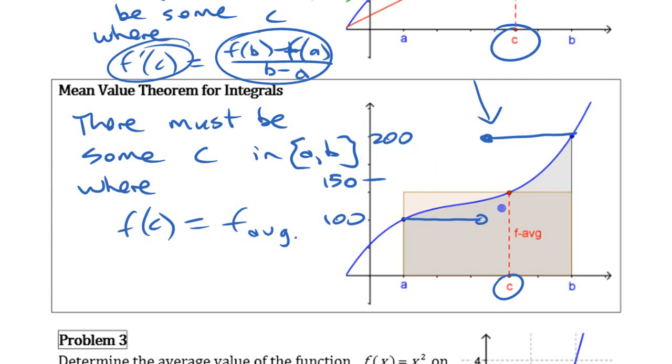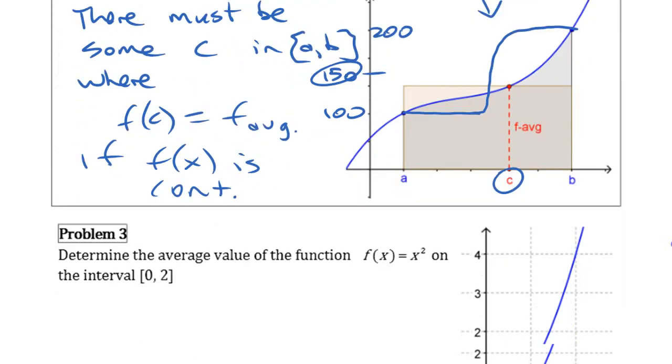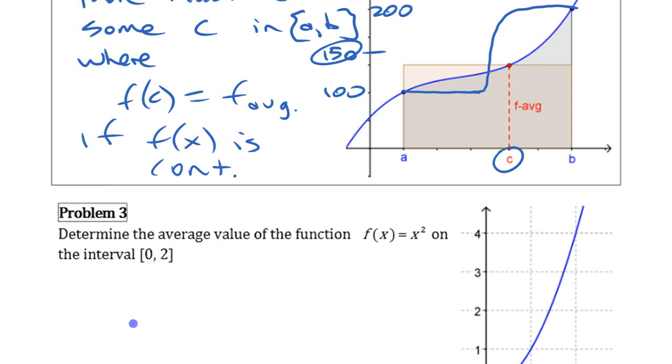Whereas if you had this kind of bank account where it didn't jump like that, where the money slowly or quickly trickled in, whether it's slow or quick or whatever, it has to hit that at some point. That's the difference. If it's continuous, okay, I should have said if f of x is continuous. Does that make sense? Okay, makes sense?